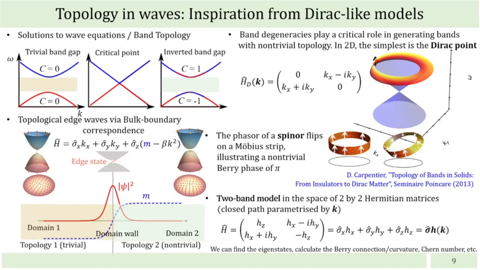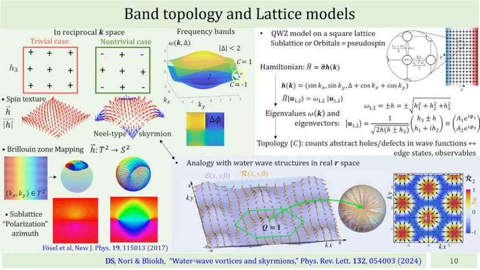They appear to withstand perturbations of the system because their origin is deeply rooted in the topology of bulk bands. The general form of the Hamiltonian can be decomposed in Pauli matrices, and such Hamiltonians can be generated in two-dimensional lattices with pseudo-spin degrees of freedom.